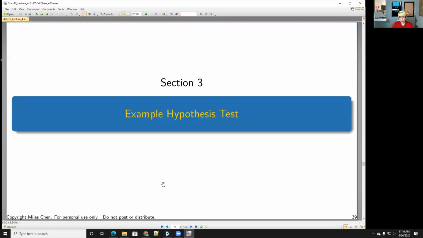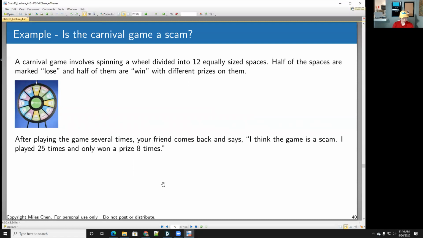So let's work through a couple of hypothesis tests as an example, okay? And so finally, we will get to answer this example that I think I brought up a couple of weeks ago. We first saw this when we talked about a carnival game where you spin a wheel and half of the spaces are marked winner and half are marked losing, okay? If the game is fair, when we spin the wheel, we expect to win half the time, right?